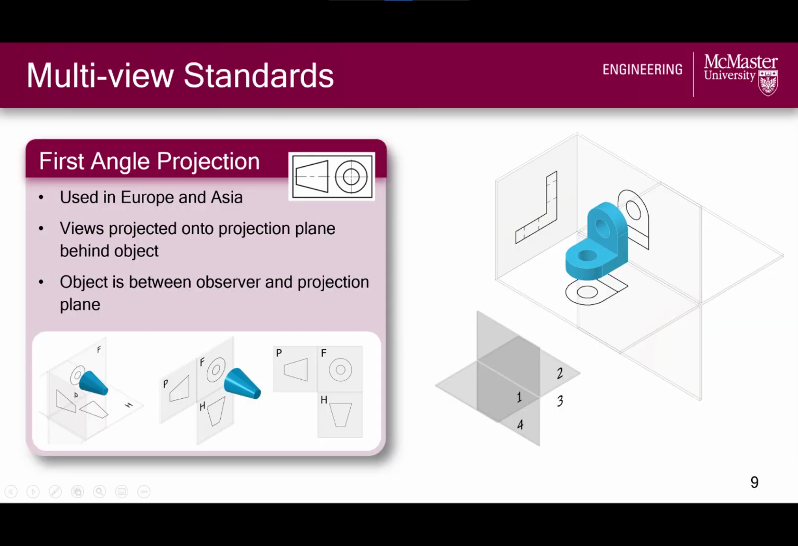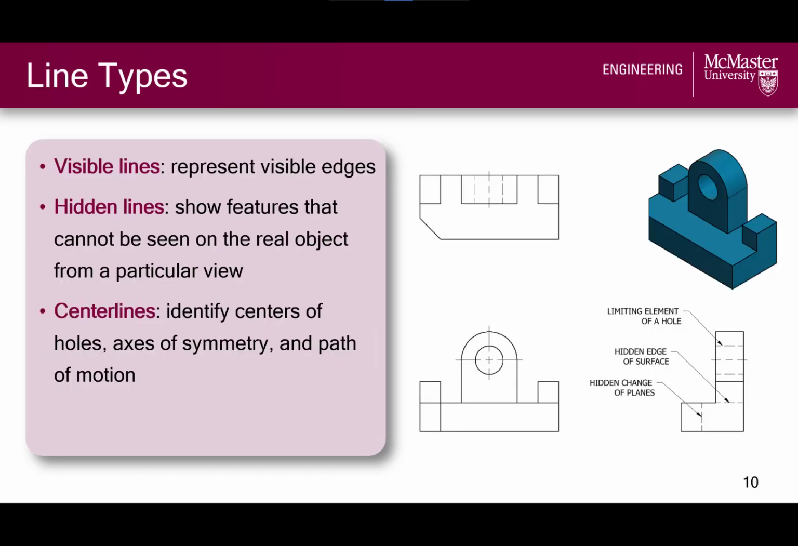Again, we will use third angle projection in this course, but it is good to be aware that first angle projections are commonly used outside of North America as well. In any case, you may have noticed a variety of line types being used in multi-view projection examples that we have looked at. 3 main line types used in multi-views are visible lines, hidden lines, and center lines.